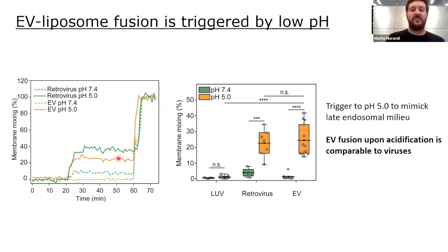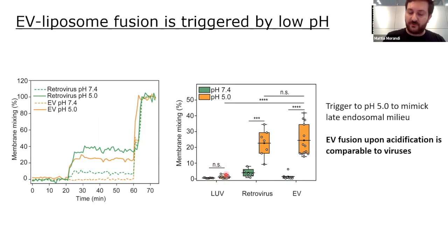But the moment we acidify to late endosomal pH, we see that for both EVs and viruses, a drastic increase in the donor intensity, signifying membrane mixing. And if we compare all the values for multiple experiments, we see that the fusion efficiency between EVs and viruses is comparable, and in particular is triggered by the low pH.